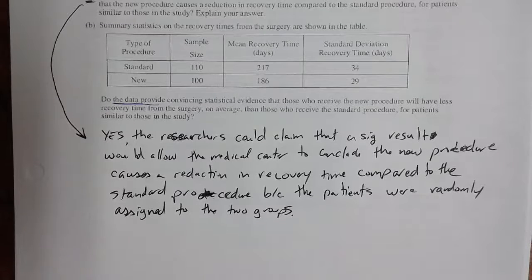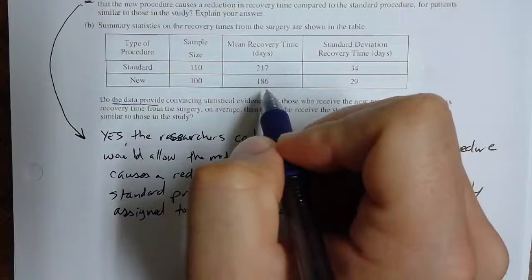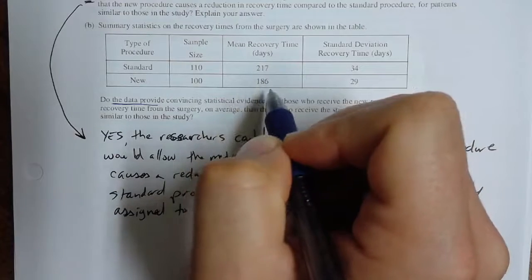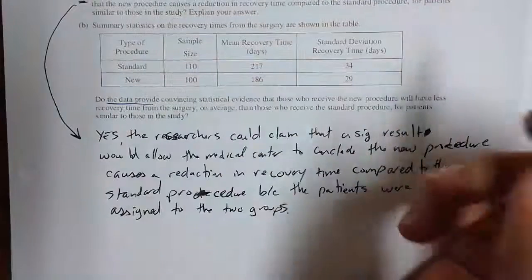So what we're going to check for is basically, is the new procedure giving us a lower mean number of recovery days than the standard procedure? And obviously it is lower, but the question is, is it significantly lower? So what we're going to do is do a test and find that out, and we're going to start with a hypothesis.